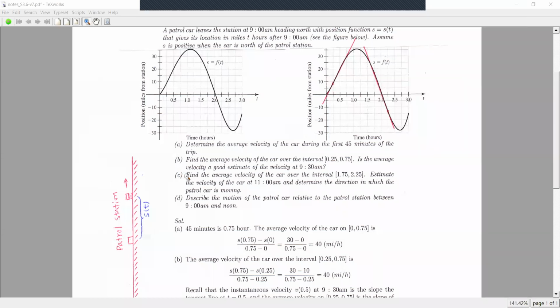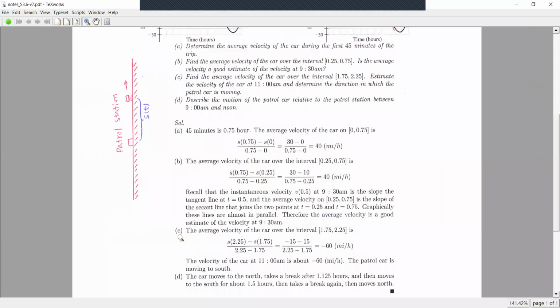Part C. Find the average velocity of the car over this time interval. Estimate the velocity of the car at 11 a.m. and determine the direction in which the patrol car is moving. Here is the solution to part C. The average velocity of the car over this time interval is -60.